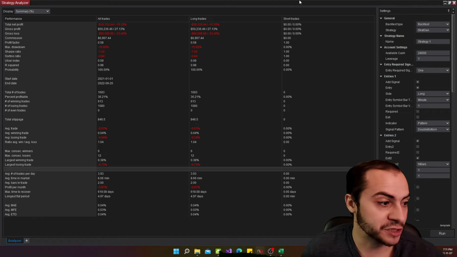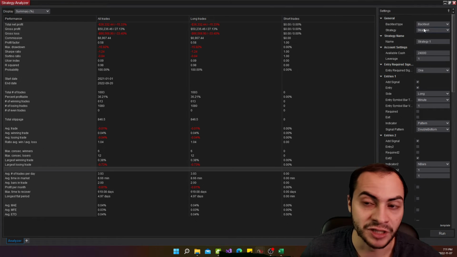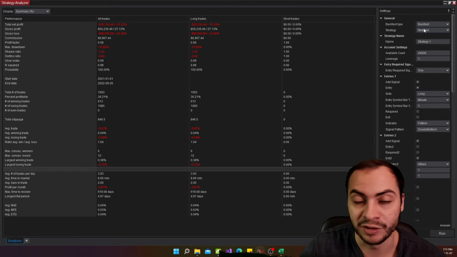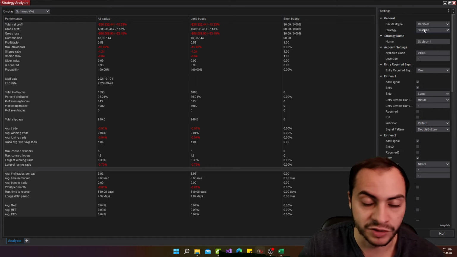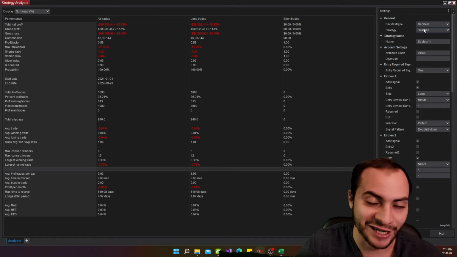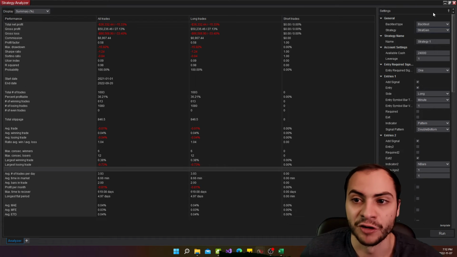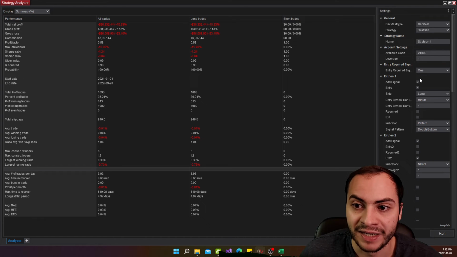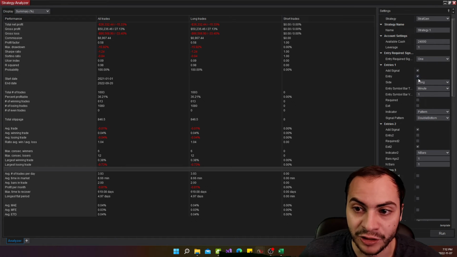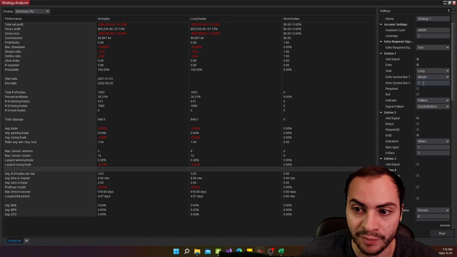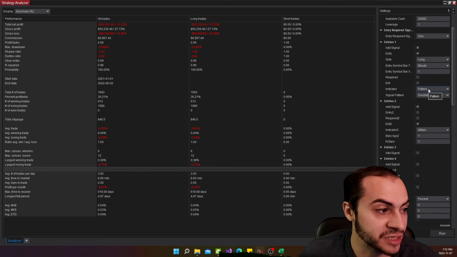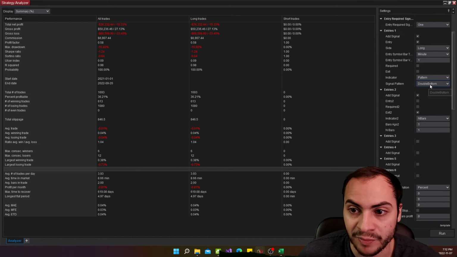So what you're seeing on the screen here is StratGen, which is a piece of software built into NinjaTrader, which of course I built, or not NinjaTrader, I built StratGen. NinjaTrader is what I use to execute my trades on and kind of the overall platform, but StratGen is kind of like an app on top of that. So here on the right side, we have strategy StratGen. And you can see I have a long signal here, right? Long on 1 minute bars. And the indicator it uses is pattern. And the signal pattern is double bottom.